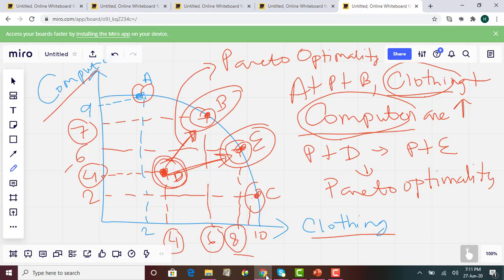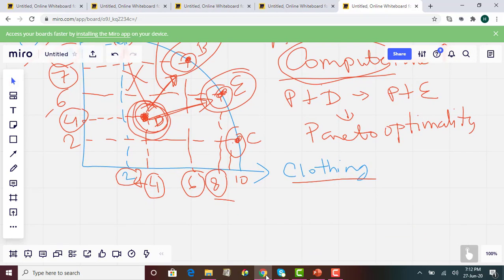Okay, now how about if we move from point D to point A? What about that? Is that Pareto optimality? So point D is, remember, 4 computers and 4 clothing, but point A has 9 computers and 2 clothing. So now if you see, the number of clothing has gone down. So although we are increasing the number of computers, what is the expense? We are giving up more clothes for that. So there is an opportunity cost here. So in this case, this is not Pareto optimality. If we move from point D to point A, that is not Pareto optimality.